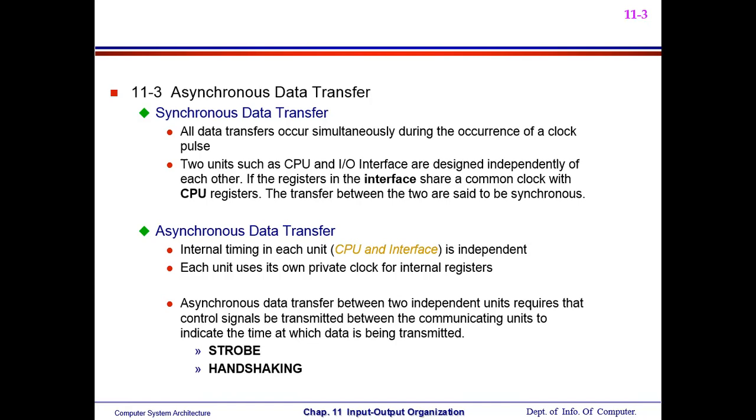Now, another data transfer is asynchronous data transfer, that is, with internal timing. Here the CPU has its own clock generator, and the IO interface has its own clock generator. So they have different clock signals, and based on these clock signals, that is internal timing, they perform their actions. The data transfer from CPU to IO interface or IO interface to CPU is based on their individual clock pulses, meaning the internal timing in each unit is independent. They have their own private clock signals for their registers. Such type of data transfer is called asynchronous data transfer.